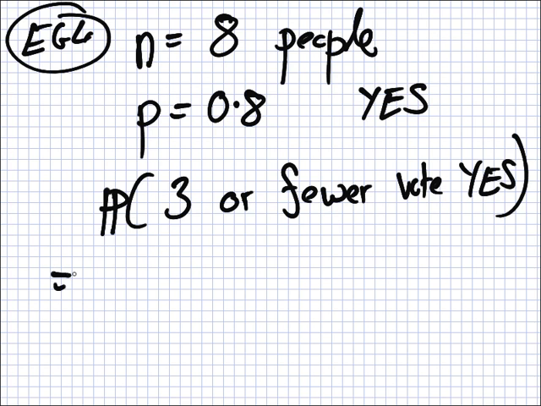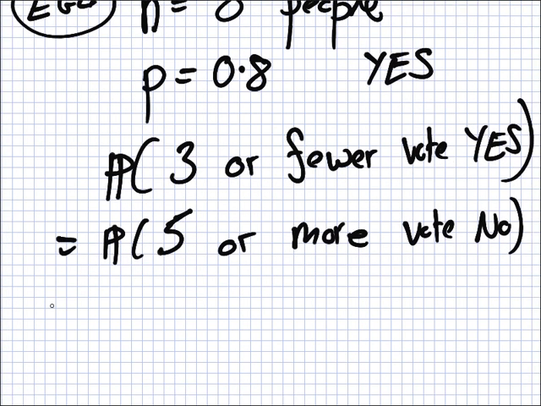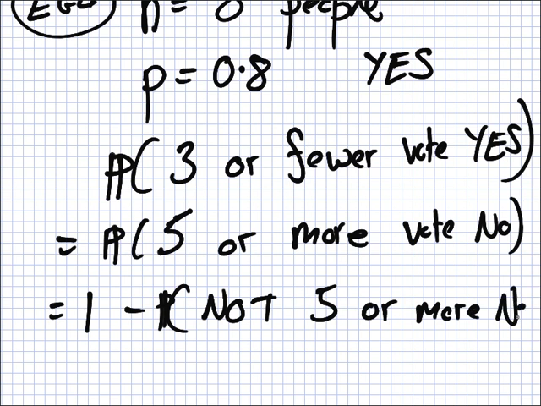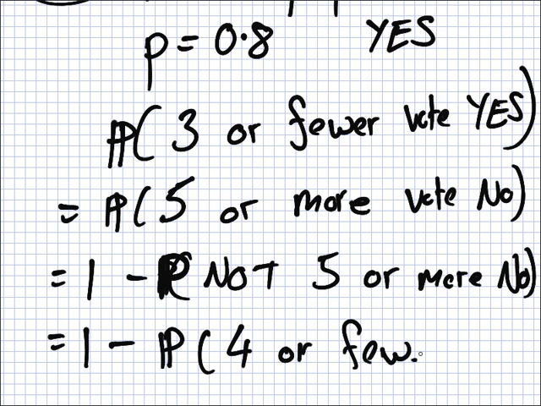Step 1. So, 3 people voting yes would be how many people voting no? 5. If fewer people vote yes, then what is happening to the no's? Yeah, so you're basically saying 5 or more voted no. But here's the second problem. Our tables aren't designed for "or more" questions. They're designed for "or fewer" questions. So we convert this one into 1 minus the probability of not 5 or more no's. Well, what does it mean to say not 5 or more? The same as 4 or fewer no's.